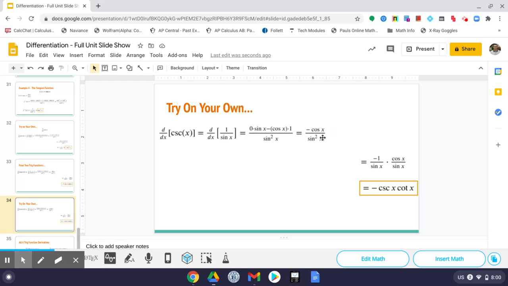I get a negative cosine. That does not change the negative because the derivative of sine is positive cosine. And then from there, negative 1 over sine x multiplied by cosine over sine, just splitting up this fraction so that I can make negative cosecant of x multiplied by cotangent of x. So we've got our final trig derivative. The derivative of cosecant is negative cosecant cotangent.